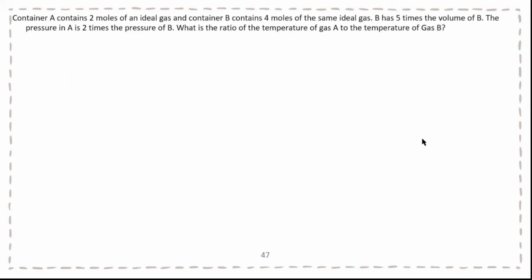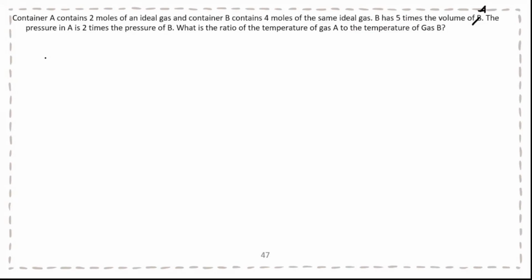Okay. So, container A contains 2 moles of an ideal gas, and container B contains 4 moles of the same ideal gas. B has 5 times the volume of A, I should say. The pressure in A is 2 times the pressure of B. What is the ratio of the temperature of gas A to the temperature of gas B? So, ang tinatanong sa atin is TA over TB. Okay? So, let's use the simple solution for that.